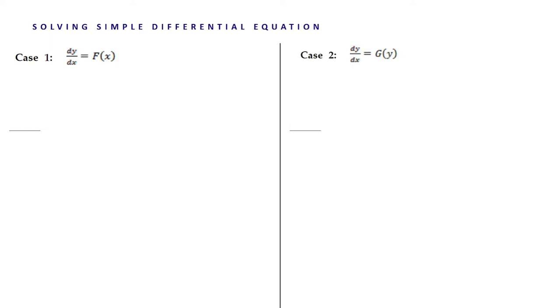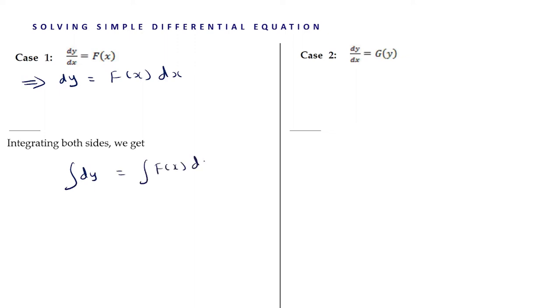Now before solving the questions from exercise 4, we will see the steps involved in solving some simple differential equations. The first case is if the differential equation is of the form dy by dx equal to a function of x. If the given differential equation is of this form, then we can rewrite this equation as dy equal to f of x dx. And now we can integrate both sides. On integrating both sides, we get integral dy equal to integral f of x dx. Or from this we get y equal to integral f of x dx plus arbitrary constant c.